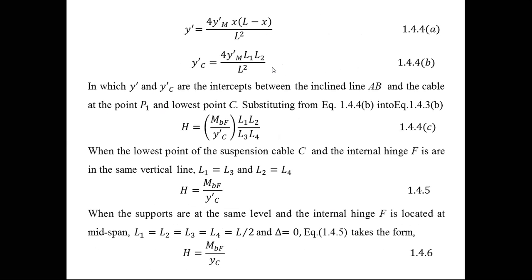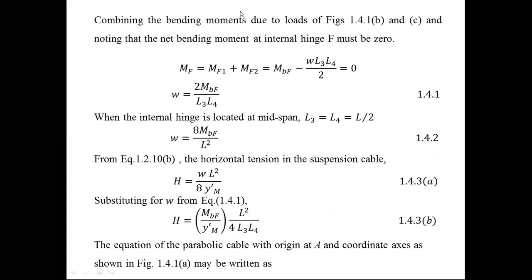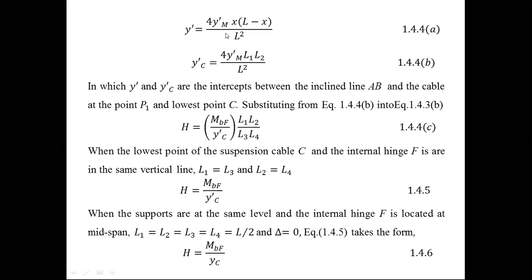This is the equation. Y dash is equal to 4Y dash m X into (L minus X) by L square. This is measured from the horizontal, and the supports are at different levels. This is the equation when you choose support A as the origin.